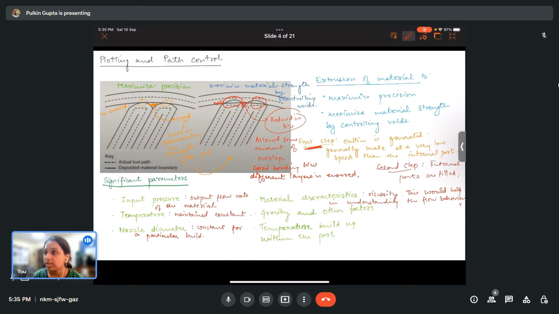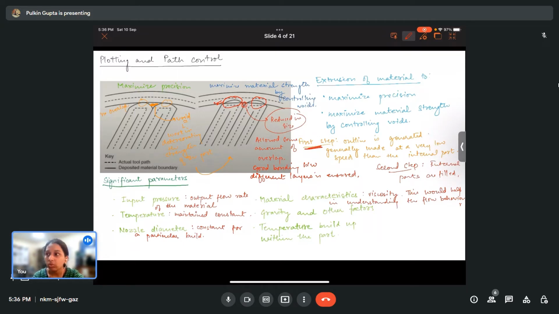Then the second last is gravity and other factors. When you do not apply any pressure, since the material is in a molten state and the pressure has dropped within the liquefying chamber, your material can be extruded under the effect of gravity as well, because pressure is lower inside and higher outside, so it can flow through the nozzle because of gravity. Surface tension of the melt and drag force at the internal surfaces of the nozzle may retard this effect as well. And the last one is temperature buildup within the part.